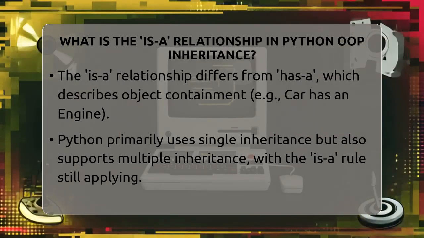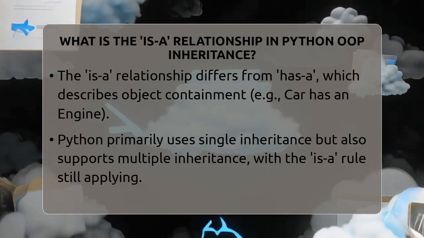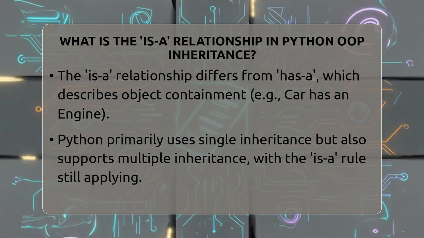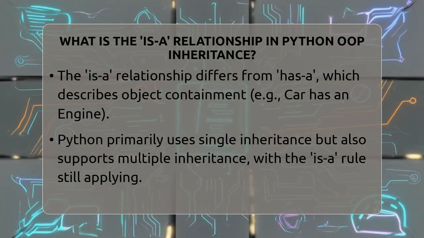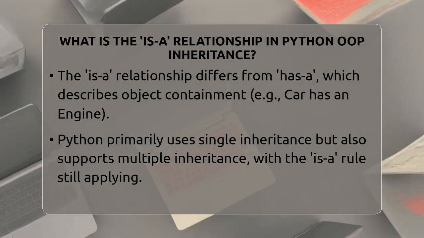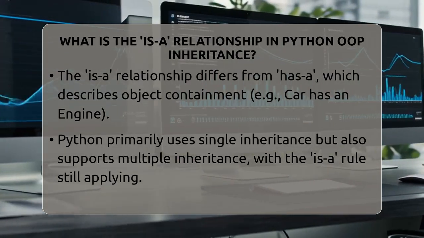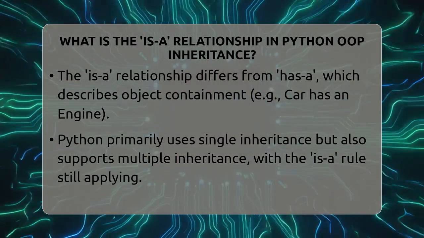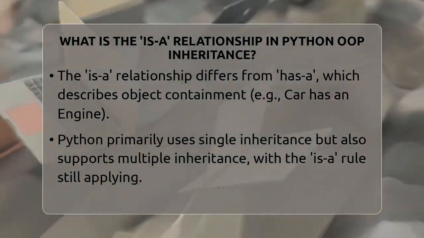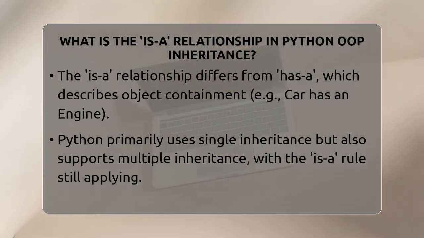This idea is different from the has-a relationship. Has-a is about one object containing another. For example, a car has an engine, but a car is not an engine. Inheritance, or the is-a relationship, shows how classes are related in a hierarchy. Most of the time, Python uses single inheritance, where a class has just one parent. But it also supports multiple inheritance, where a class can have more than one parent. No matter how many parents a class has, the is-a rule still applies.